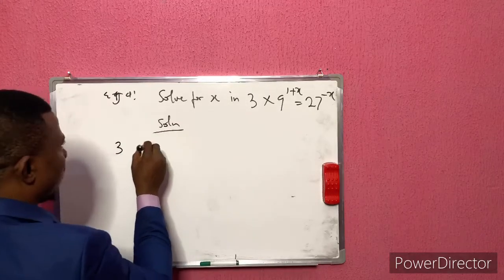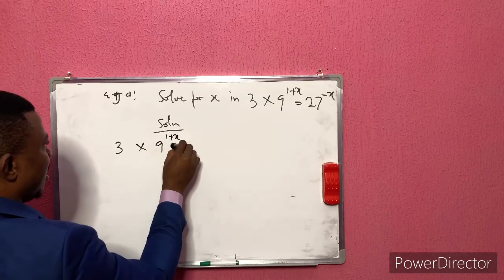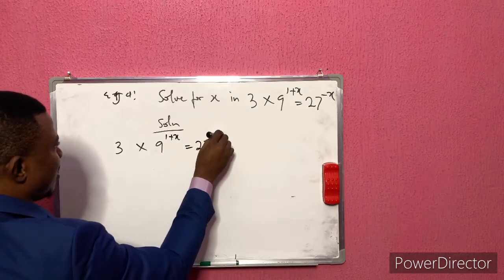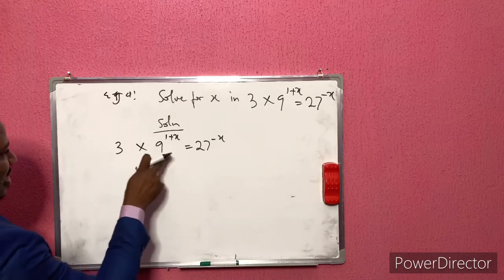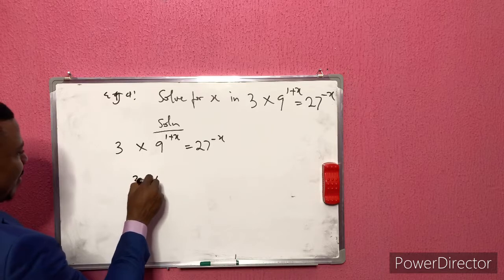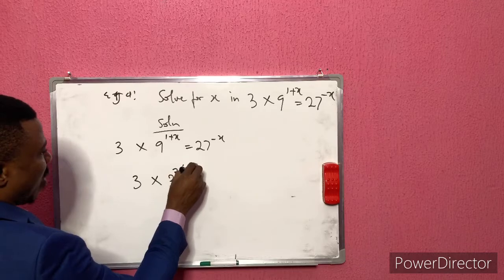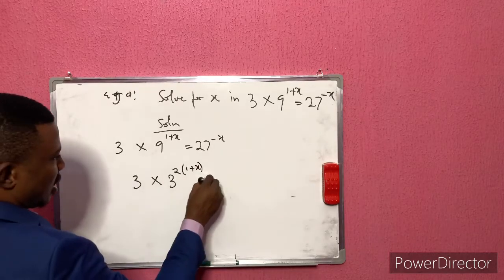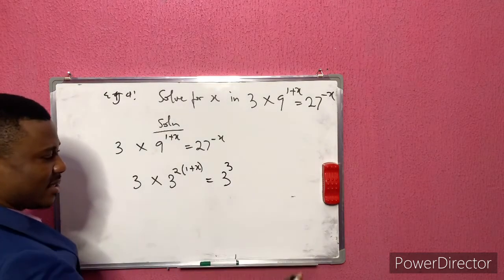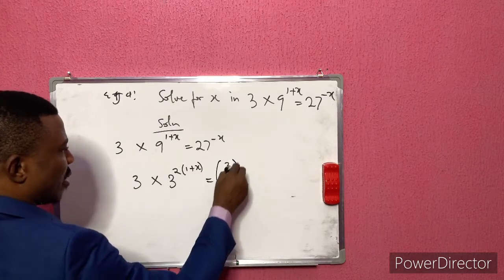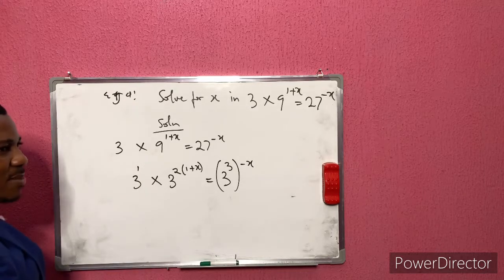3 multiplied by 9 power 1 plus x equals 27 power minus x. What we do is this. This is 3, this is 9. 3 multiplied by, what is 9? 3 raised to power 2. Remember, it is to power 1 plus x. What is 27? 3 raised to power 3. 3 times 3, 9 times 3, 27. Remember, it is to the power of minus x. This is power 1 because 3 is power 1.